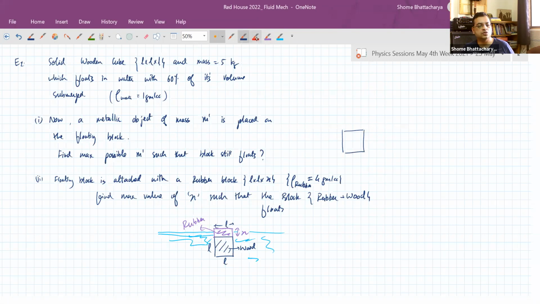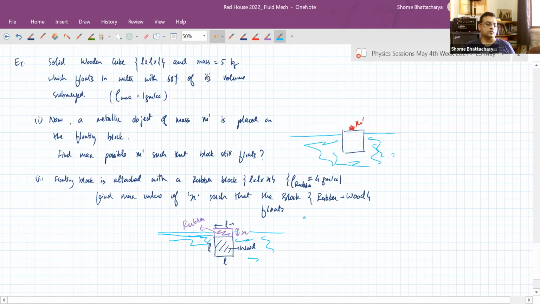You have just kept a solid metallic object of mass m prime like this. You placed it on top. It's not really attached in that sense. So the wooden block has to float in this manner. Comparatively, you will see it's quite an easy type of question. You just have to work out a sort of inequality relation.